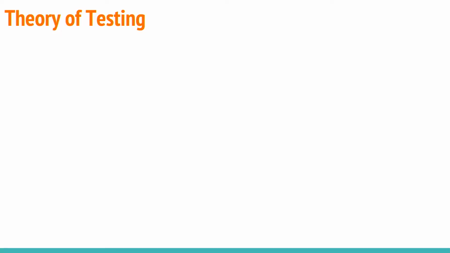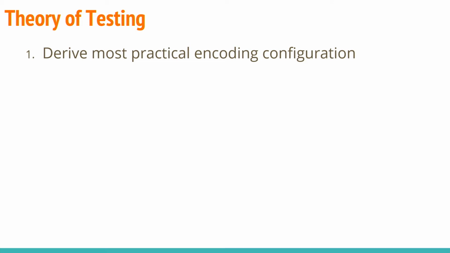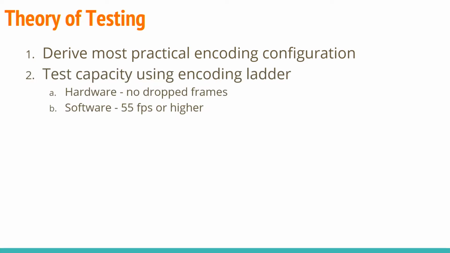Okay, so the theory of testing that I adhere to is, first I want to derive the most practical encoding combination. I don't always want to test at the highest possible quality. I want to test at the quality level and performance levels most producers would want to use. And then we tested the capacity using an encoding ladder. You'll look at it in a second. So the first thing we wanted to figure out was, what are the right settings? Then at those settings, how many encoding ladders could this solution produce on this particular system, because that's how we got cost per hour.